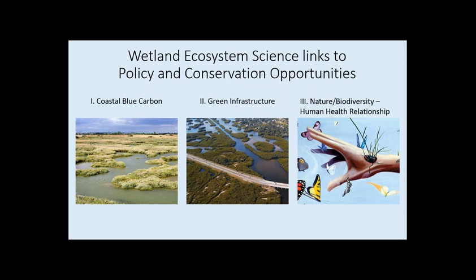So today I'm going to really give you 3 examples of the type of research I'm doing related to understanding and leveraging specific benefits of wetlands in order to find policy opportunities for wetland conservation, either protection or restoration. So we're going to start with coastal blue carbon, then we're going to move to green or natural infrastructure, and last I'll cover some of my work on the nature, biodiversity, and human health relationship.